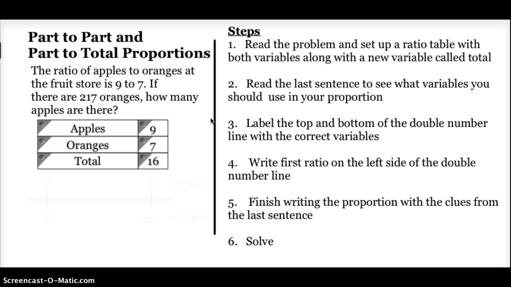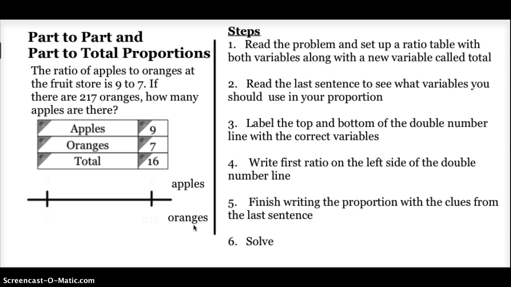The next thing I'm going to do is read the last sentence to see which of these three variables I'm going to use in my proportion or my double number line. The last sentence says, if there are 217 oranges, how many apples are there? Well, the two variables I'm using in this sentence are apples and oranges. So therefore, the two variables I'm going to use to set up my proportion are going to be apples and oranges.